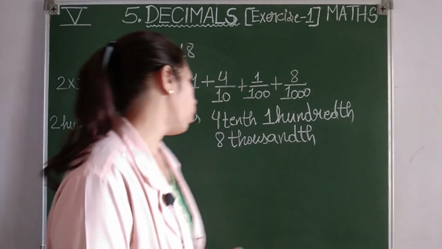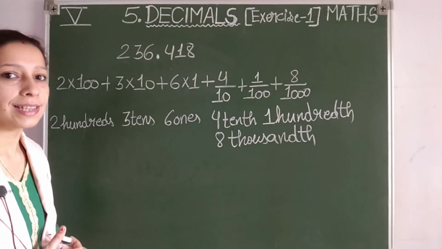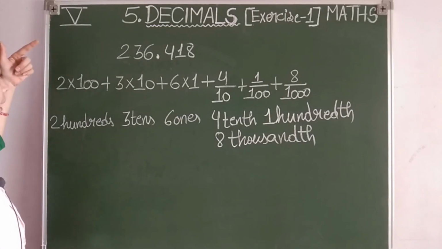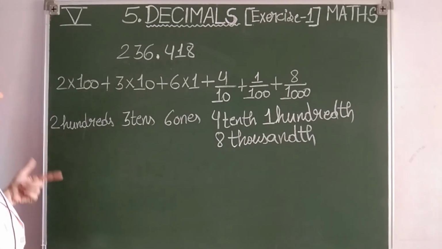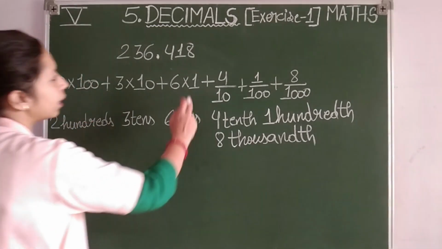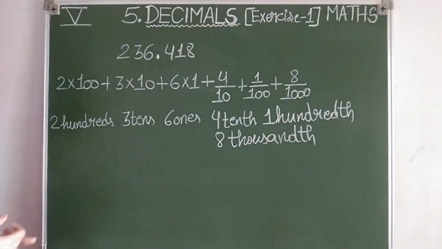Clear students? Okay, so this explanation only we are going to use for solving exercise 1. Let us see students, and yes, for example, for understanding you may note this explanation also. After seeing this explanation it will be very clear to you how after the point we are naming the place values. You can note it down and then we will start exercise 1.